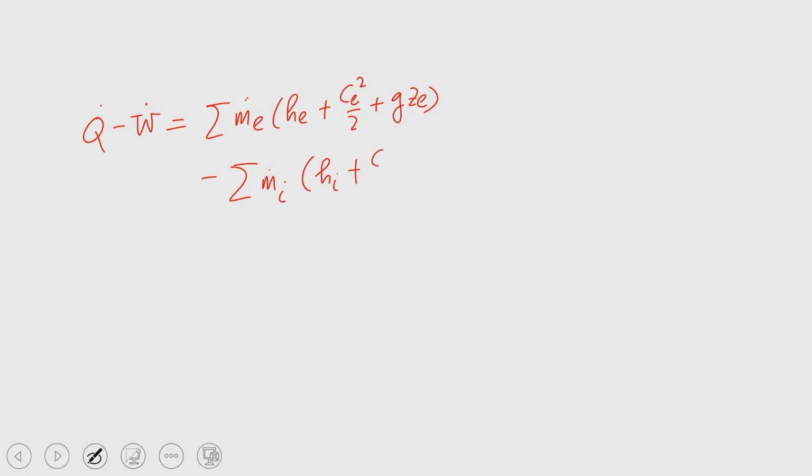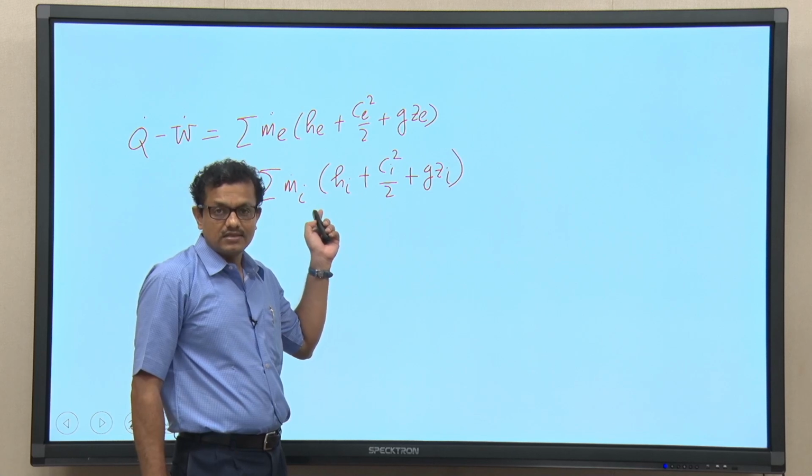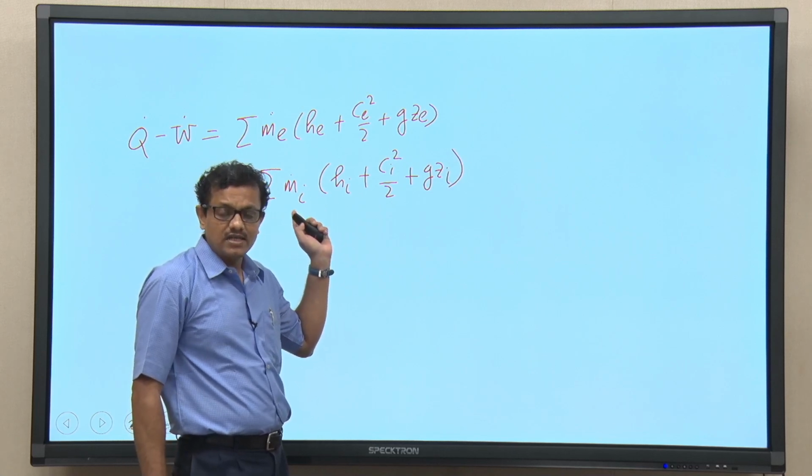So, the energy balance equation we can write as Q dot minus W dot equal to m dot E times (h E plus c E square by 2 plus g z E) minus m dot I times (h I plus c I square by 2 plus g z I), right. So, this is the equation which is obtained for the steady state case. This is the energy balance equation for the steady state.